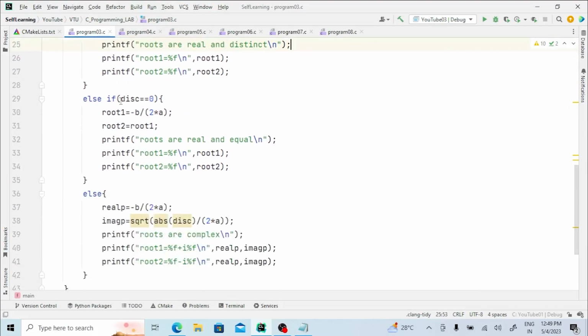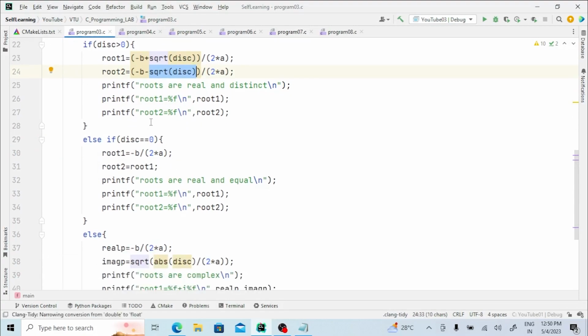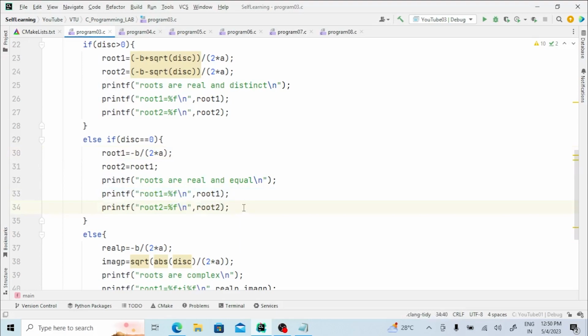Similarly, in the next one we are going to check if the discriminant is equal to 0. If the discriminant is equal to 0, at that time we know that both the roots are real and equal. So what are we going to do? As the discriminant is equal to 0, the square root will also result in 0. So here we don't have to find the square root. We can directly write minus b divided by 2 into a, and the second root will also be the same. And then we are going to display both the roots as root 1 and root 2.